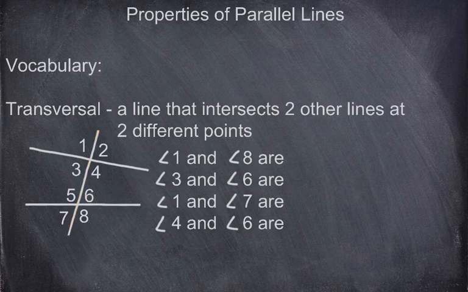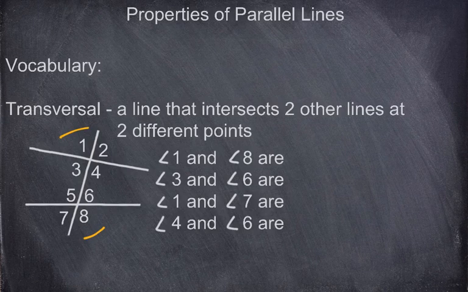Now what we're going to talk about mainly today is different pairs of angles and the properties about them. So the first set here I have are 1 and 8. Now we're going to describe these angles by their location. If you look at 1 and 8, we have to first determine, are they on the same side of the transversal, or are they on alternate sides of the transversal? So again, we have angle 1 and angle 8, and if you notice, they're on alternate sides of the transversal.